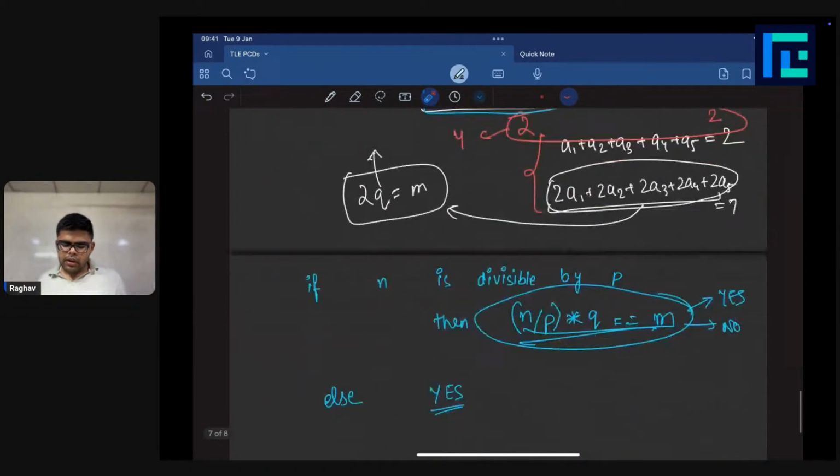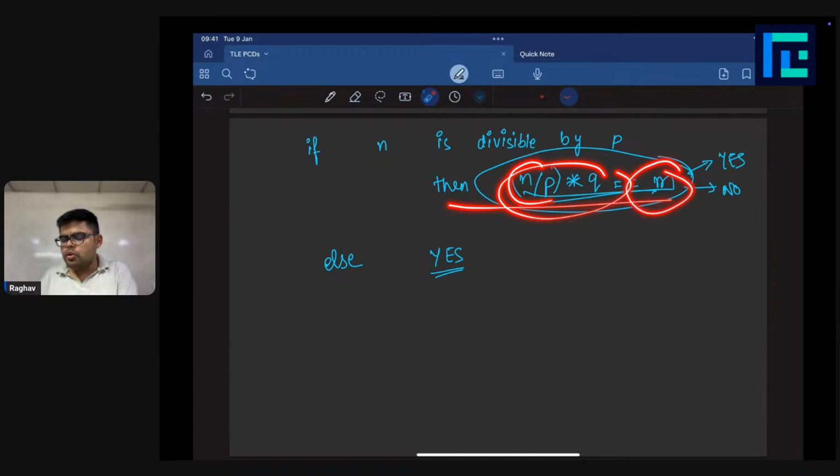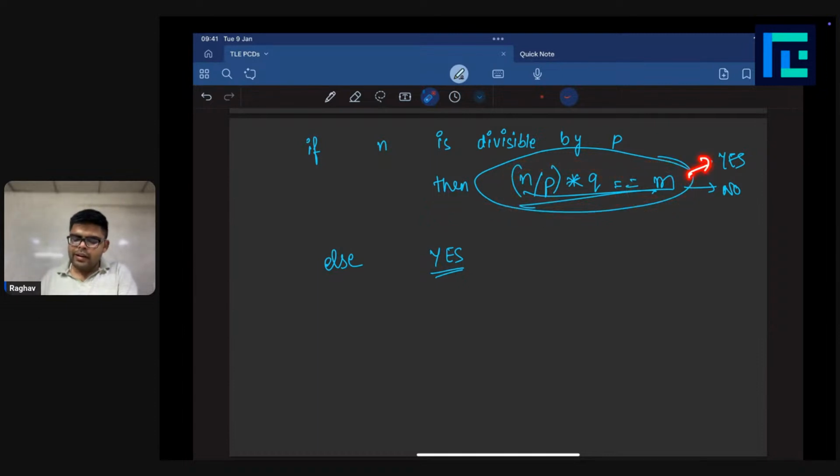at the same time. So this is how we can reach the conclusion that if n is divisible by p, then n by p into q must be equal to m. If it is, then the answer is yes. Otherwise, the answer is no. And in case n is not divisible by p, then you can always have your answer yes.